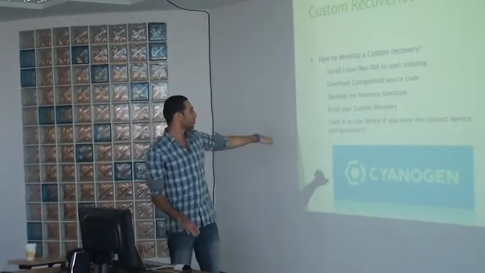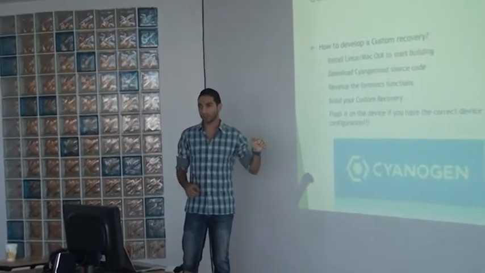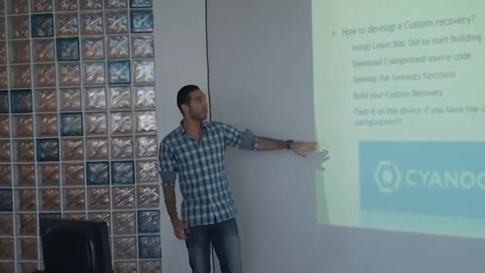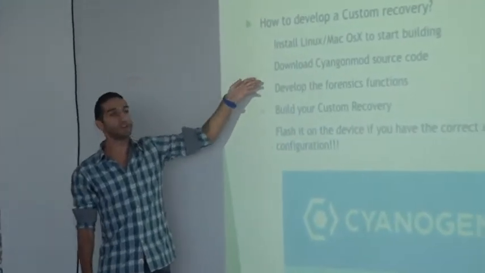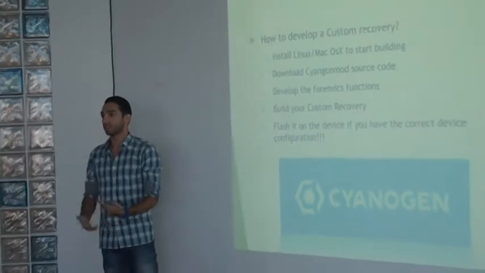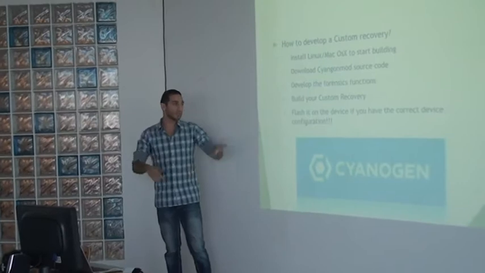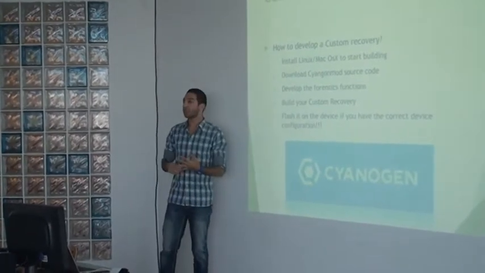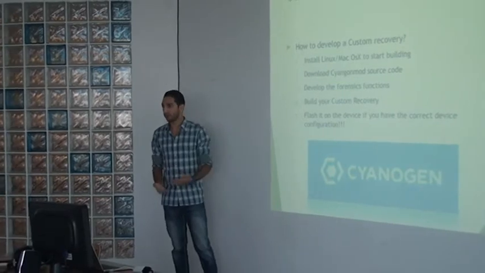And then flash it on the device if you have the correct device configuration, and we'll talk about this later. So these are basically the 5 steps. The first one is very simple. The second one is very simple. For the third one, if you know some C, just write whatever you want. We said imaging, and we made functionalities like routing and deleting the password and everything. We'll talk about each functionality and how you can develop it.